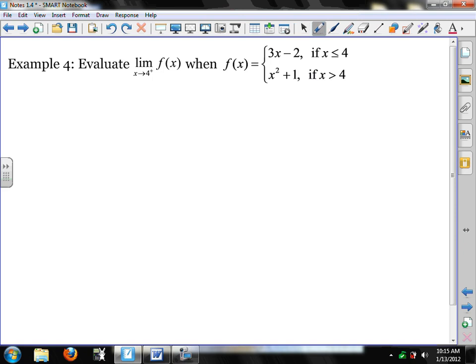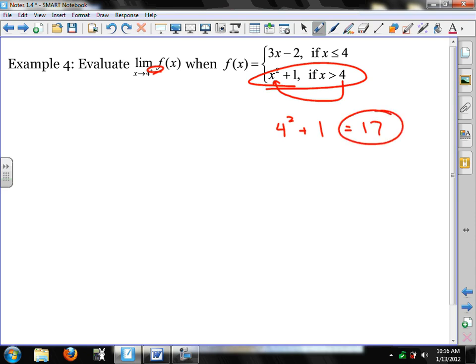Since we're looking for the limit as we approach from the right, you need to think through, okay, do I need to be slightly less than x equals 4 or slightly more than x equals 4? If we're approaching 4 from the right, we would be a little bit more than x equals 4. So I'm using the second function there. All you need to do is plug in 4 for x. The limit as x approaches 4 from the right of f of x would be 17.